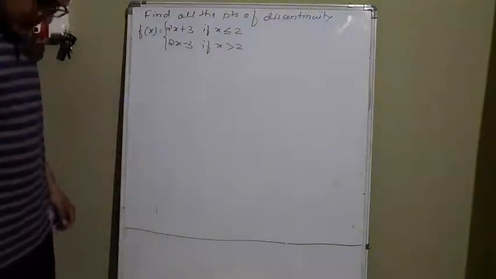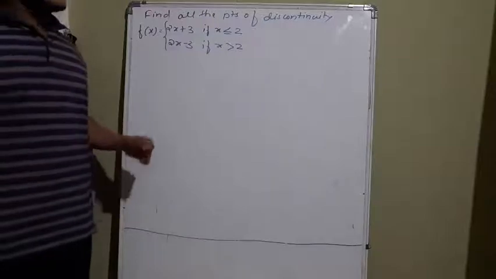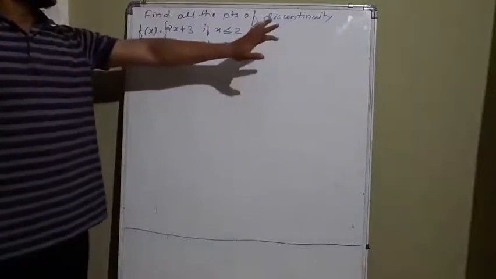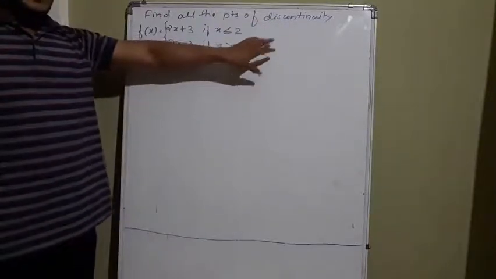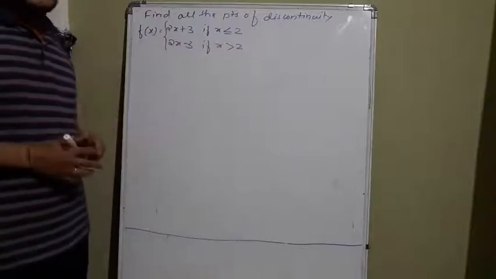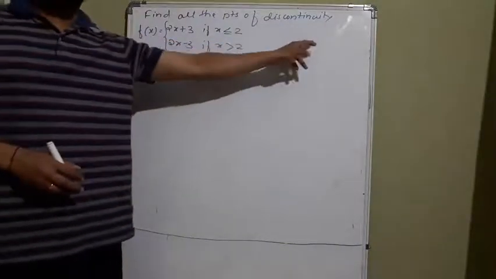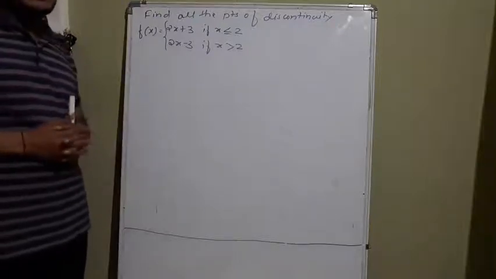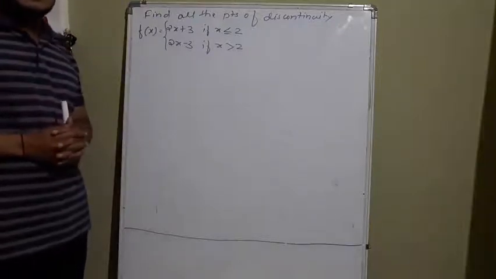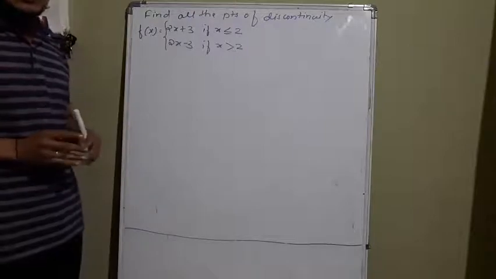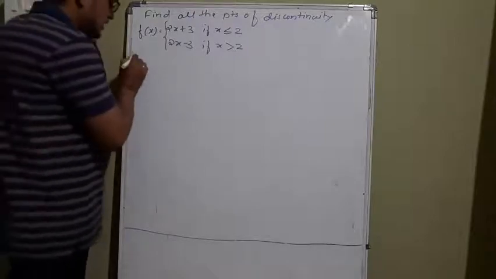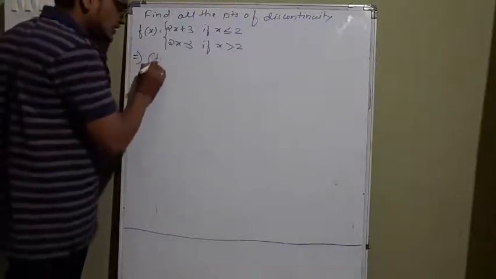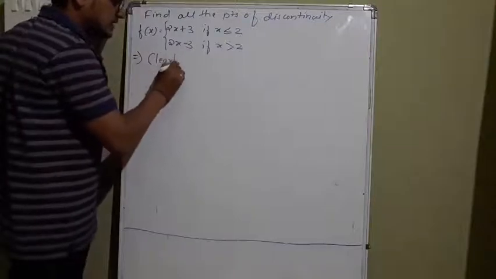Okay, see, I told you that if the function is given and the continuity point is not mentioned, then this problem can always be solved in three steps: c is less than, c is greater than, and c is equal to. I told you in the last class also that you have to write it first clearly.